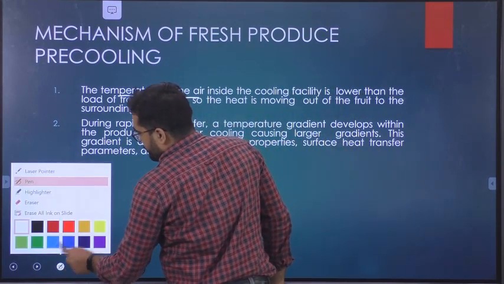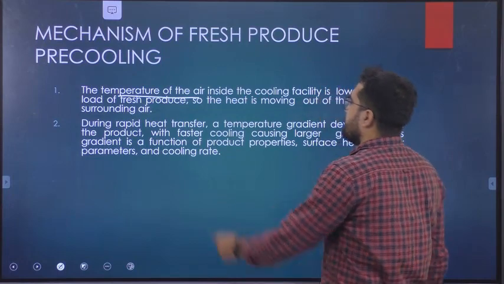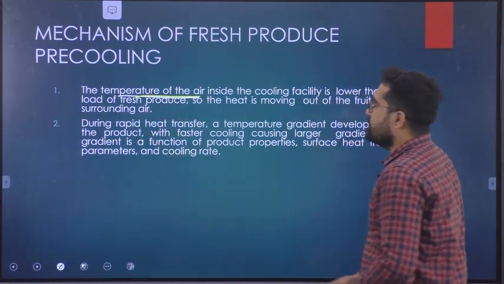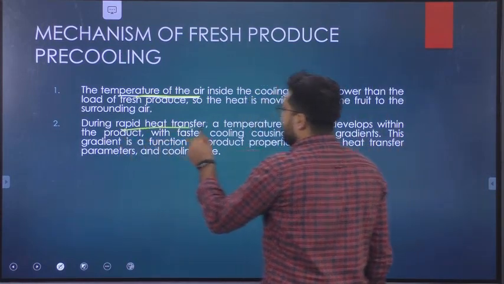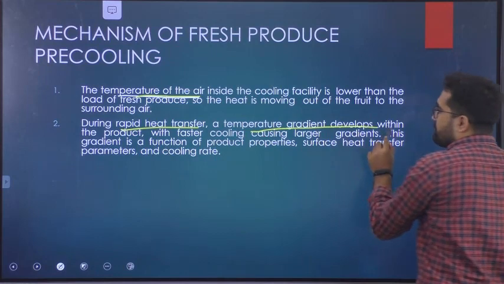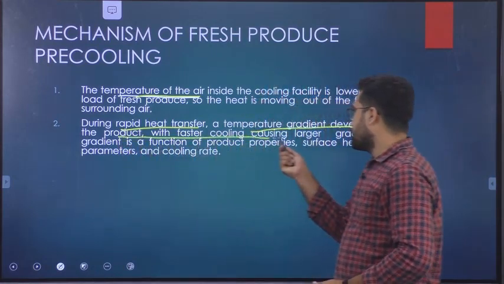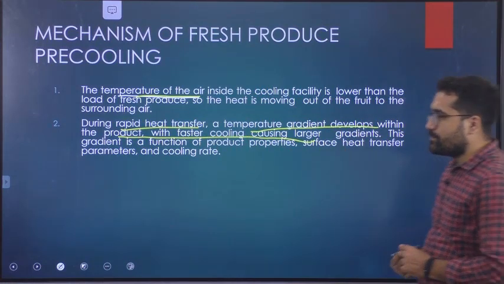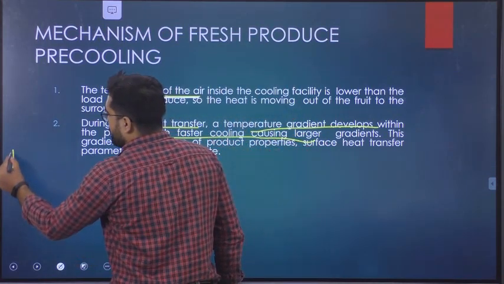Okay, and then rapid heat transfer takes place, and a temperature gradient develops within the product with the faster cooling. Okay, so what will happen when we are cooling the product? What will happen? Generally, suppose this is our product.